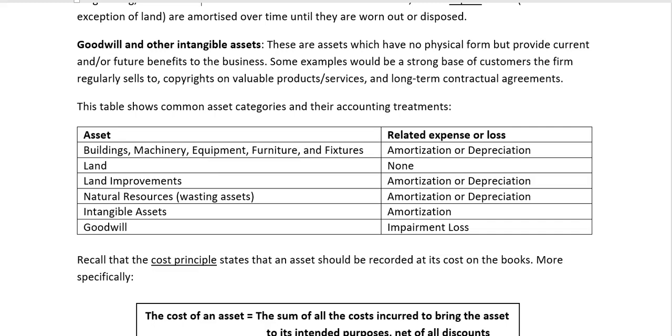This table here gives us a good summary of how we treat different things. So building, machinery, equipment, furniture, and pictures, they're amortized or undergo depreciation, depending on which word you like. Land, we do not amortize or depreciate. Land improvements, amortization, depreciation. Natural resources, same thing. Intangible assets, we amortize them. And goodwill, the special one, this undergoes an impairment loss if it is indeed impaired. If it's not impaired, we leave it as is.